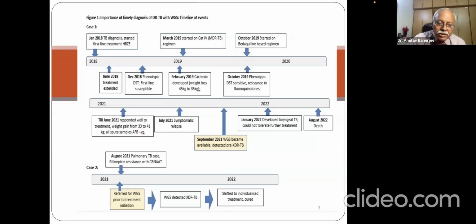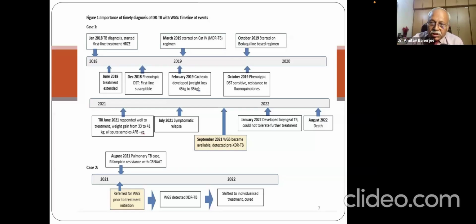Whereas in the second case, it is an open and shut case. On first contact, the sputum sample shows rifampicin resistance with CB-NAAT. And simultaneously, the whole genome sequence showed the drugs to which the patient would respond, the susceptibility. So once you get a susceptibility profile, you choose the second-line drugs from that only, instead of just hitting in the dark and prolonging the patient's disease and infection and transmission to the community.